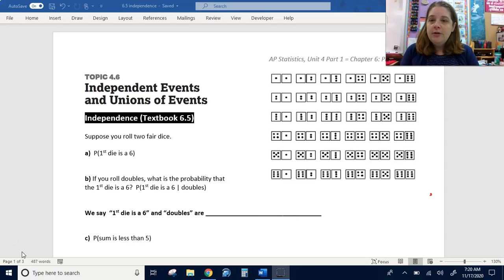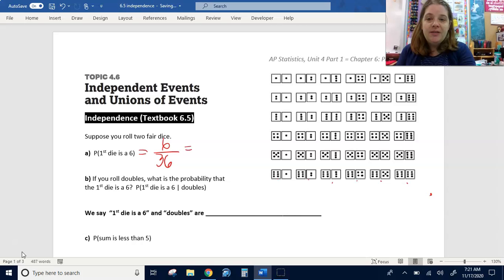So for example, let's say we're going to roll 2 fair dice, and I want to know what's the probability that the first die is a 6. The first die is a 6. So I know that I have 36 outcomes for my 2 dice here. First die being a 6, there's 1, 2, 3, 4, 5, 6 of those. And so I get a probability of 6 out of 36.